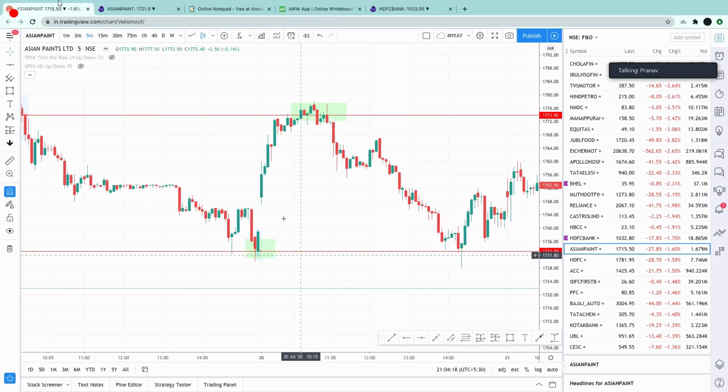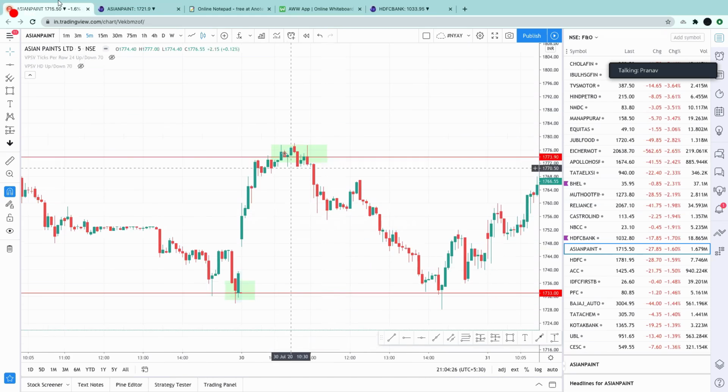Okay, imagine these are floors and ceilings. If there's a floor, you see the price comes down here and immediately bounces up, all right? Or if you consider this a ceiling, you see price comes here and immediately rejects downside, okay? So you want to see swift rejection. That is what I mean by rejection.